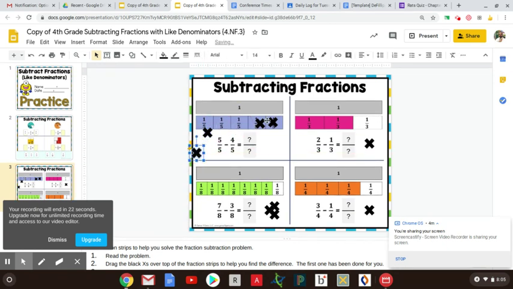All right. And for my very last one, the x's will be down here. Your job is to drag the x's to show what's been taken away. So 5/5 minus 4/5. So let me do 5/5. So 1/5 minus 2/5 minus 3/5 and minus 4/5. I can see that there is only 1/5 left. So I would put that in my answer.